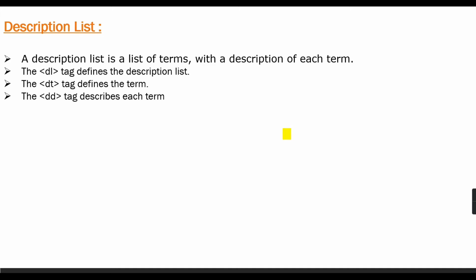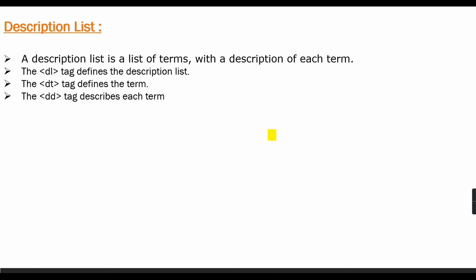In this video, we are going to talk about description list. So what are description list? A description list is a list of terms with a description of each term. So basically, if you have the data and you want to represent it in the form of a list and also provide some summary about that particular list data items, you can go with description list.